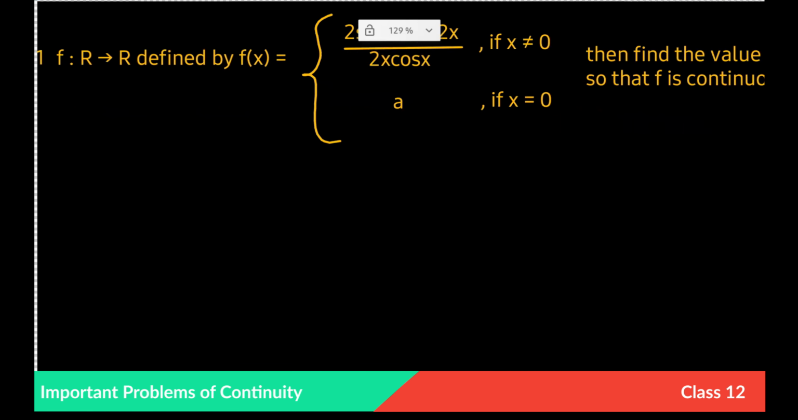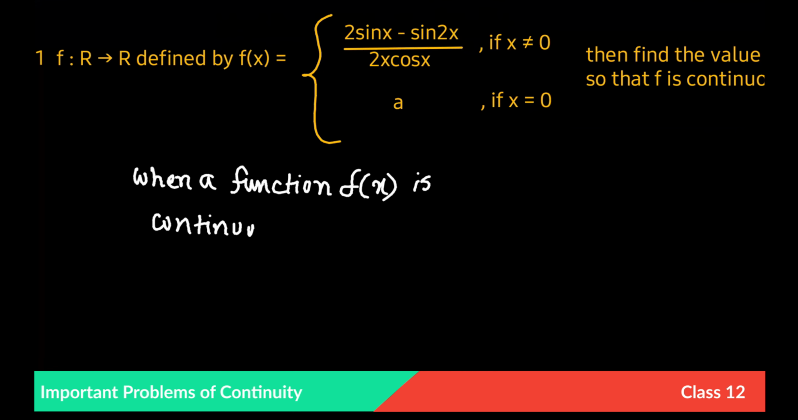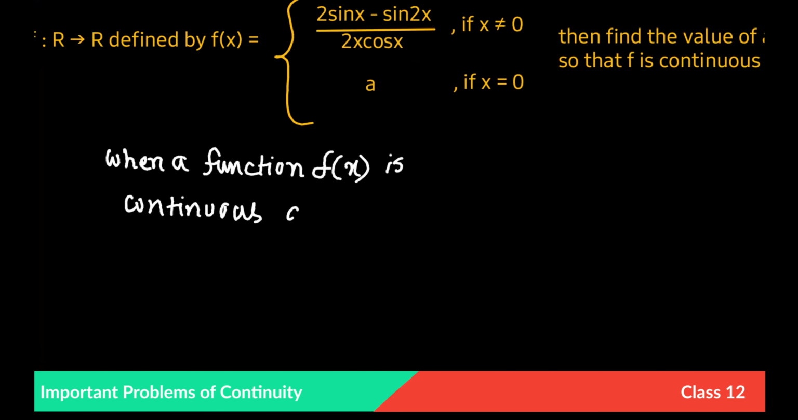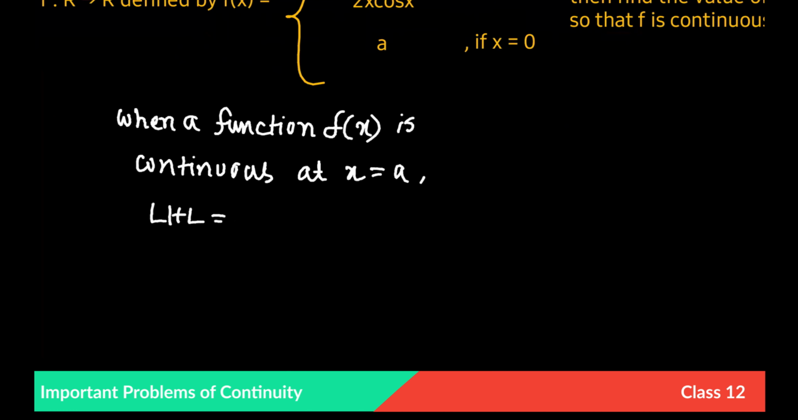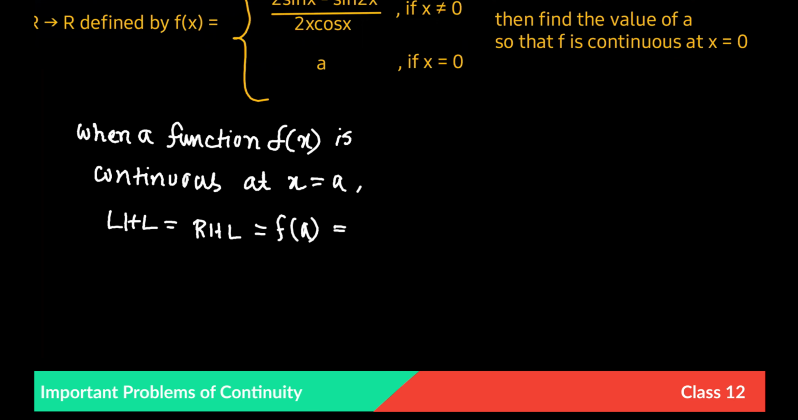Now, for continuity, if a function f(x) is continuous at x equals a, what we say is LHL, that means left hand limit, equals right hand limit, equals f of a, that means the functional value of the point, that means the functional value equals a finite quantity. So this is the definition of continuity.